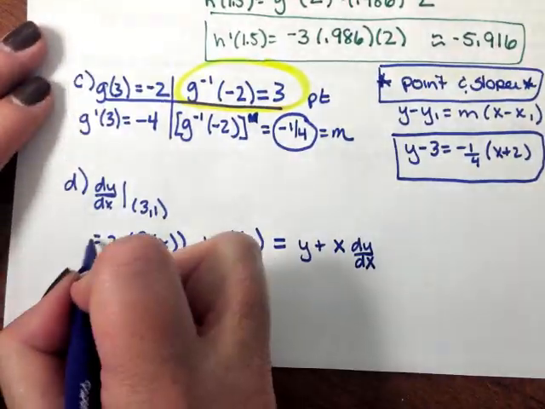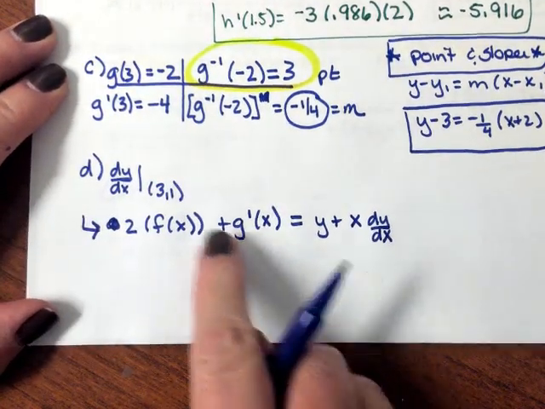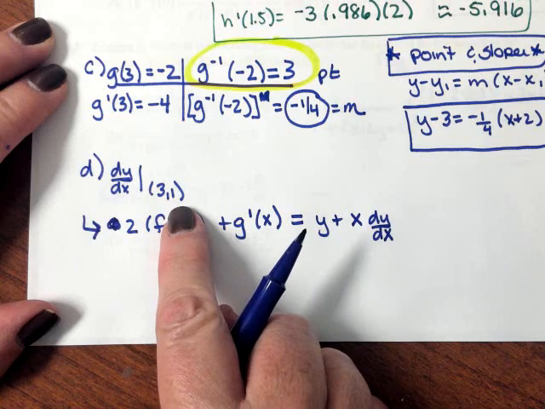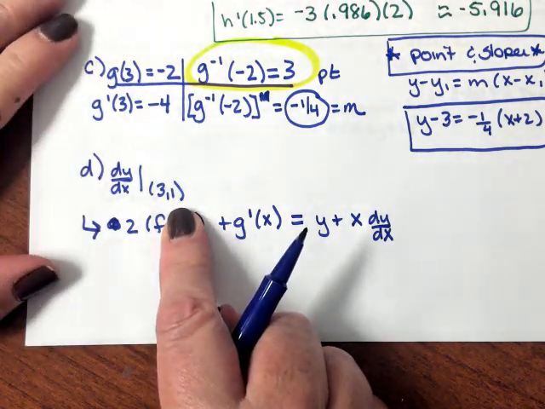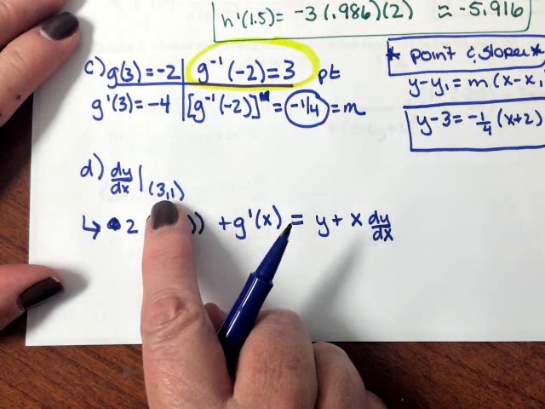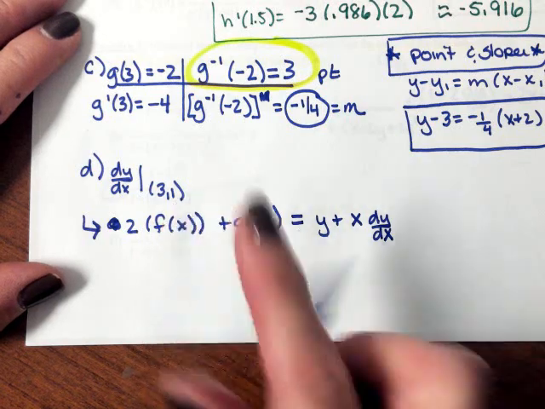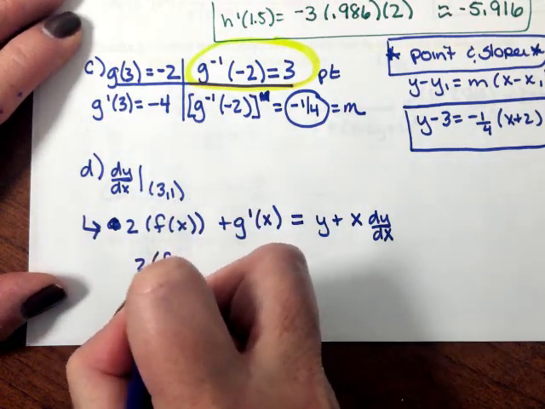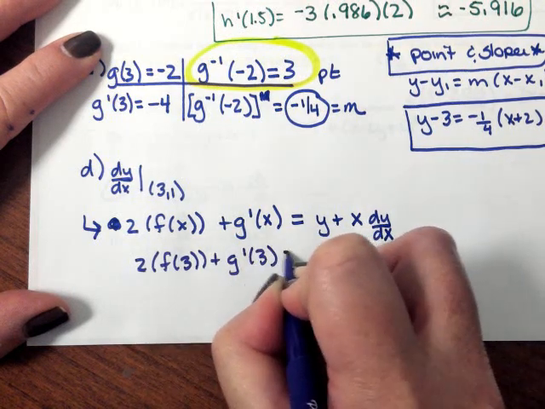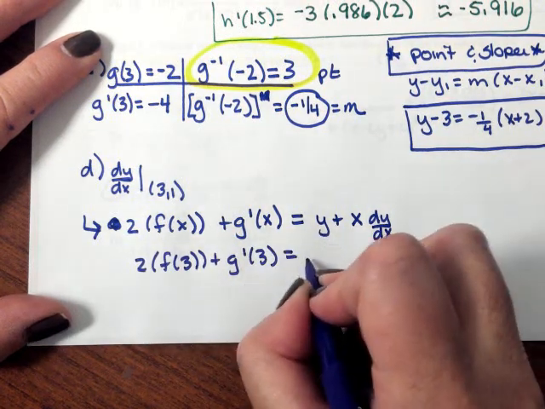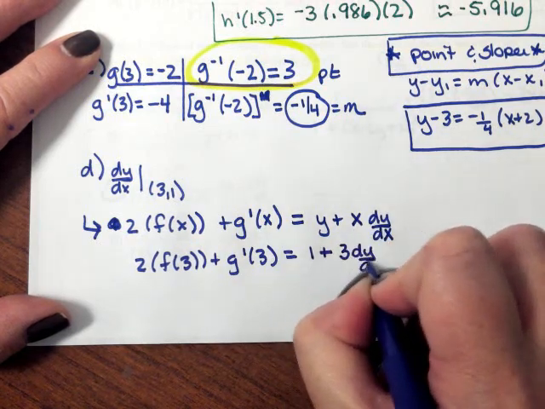Now remember, you don't have to solve for dy dx. We want to evaluate it at the point (3, 1). So you can plug in the values and then solve for dy dx in the end. Anywhere I see an x, I'm going to plug in a 3. Anywhere I see a y, I'm going to plug in a 1. So I have 2 times f of 3 plus g prime of 3 equals the y value is 1 plus the x value is 3 times dy dx.